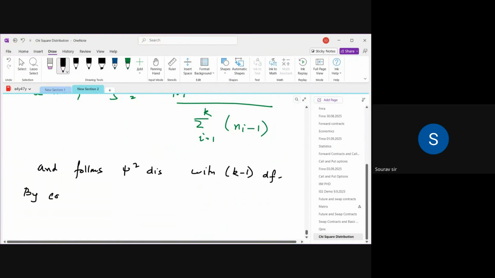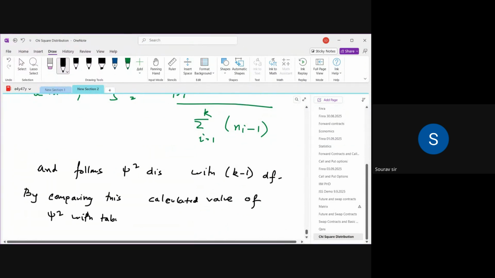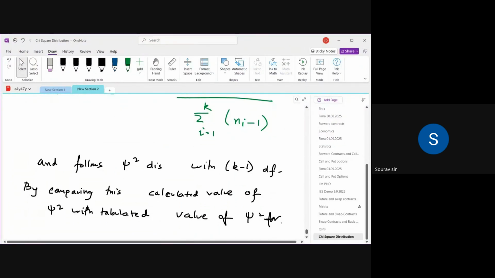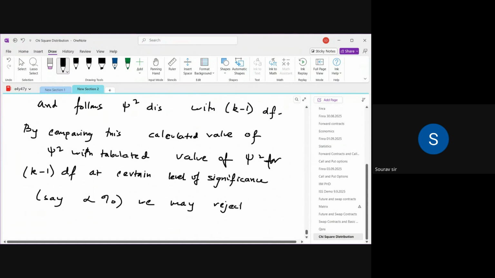So by comparing this calculated value of chi-square with the tabulated value for k minus 1 degrees of freedom, at a certain level of significance, say alpha, we may reject or accept H naught at that level of significance.